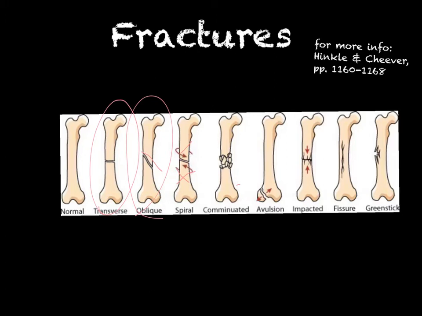Impacted fractures occur when bone fragments are driven into each other, one bone fragment into another. Then we have fissures. Fissures are cracks in the surface of the bone, and you see these a lot with stress fractures. It can be repeated loading of bone or muscle. And green stick fractures are very common in your pediatric patients. Their bones are a little bit more flexible and capable of withstanding a little more impact. So what you'll see is a fracture where one side of the bone is broken and the other side kind of bows in a little bit.